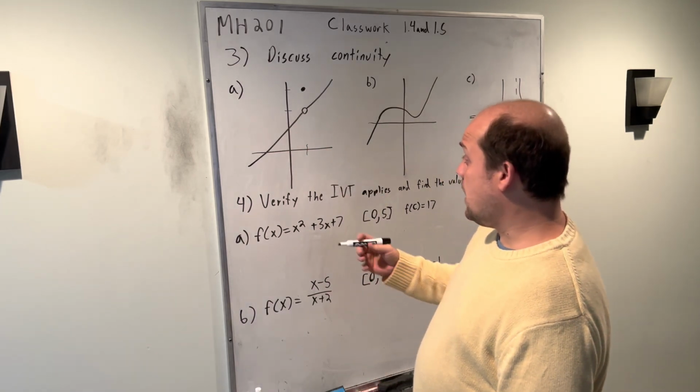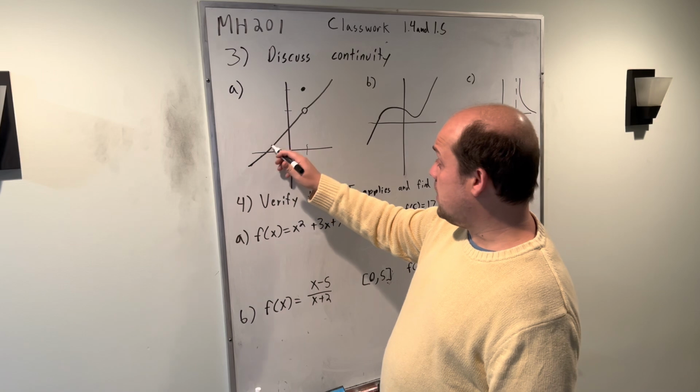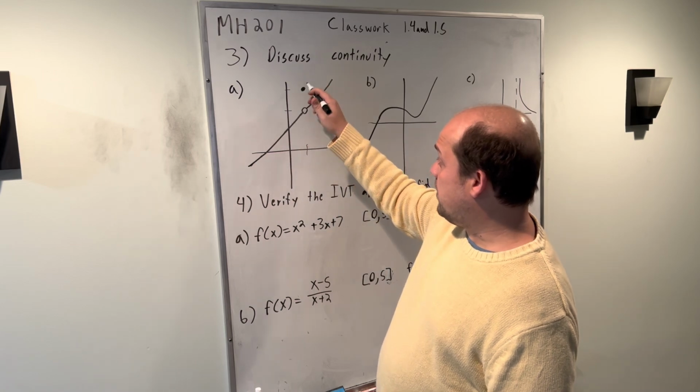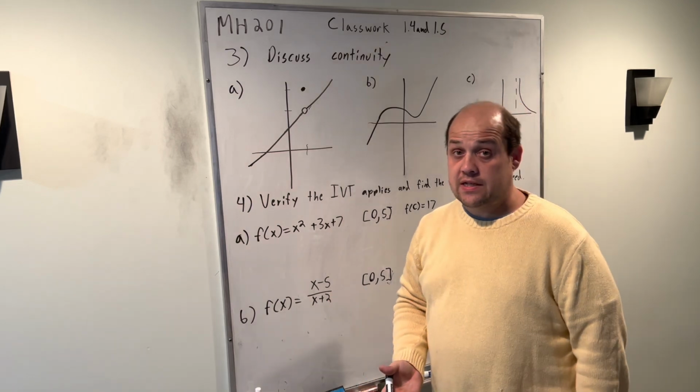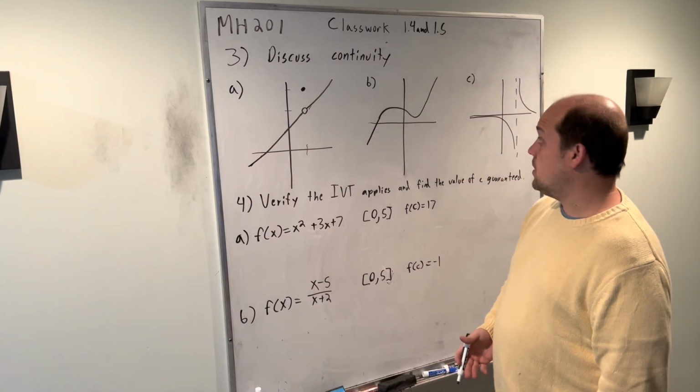In this case, it's not continuous because I have this jump discontinuity where I'd go here, have to pick up my pen to hit this dot, then come back and keep going. So the limit would exist there, but it would not be continuous.